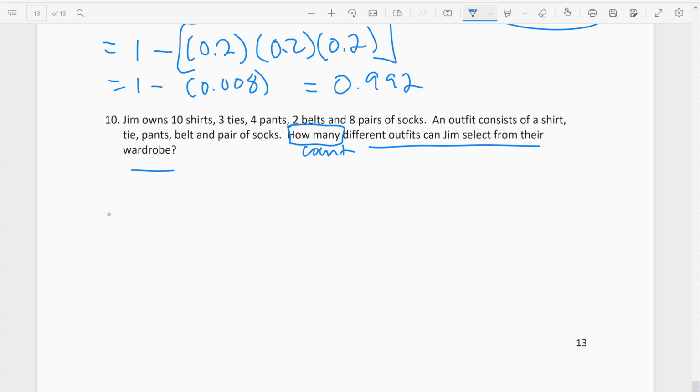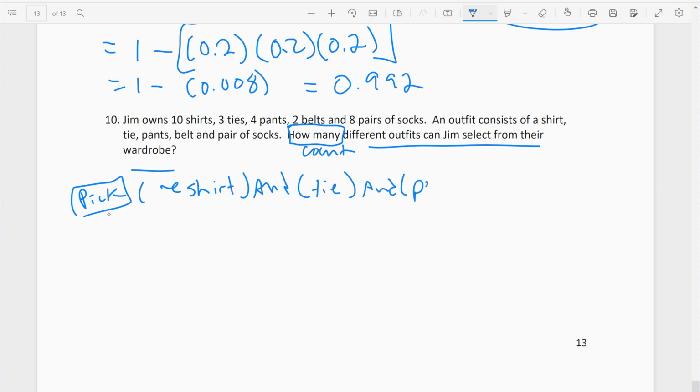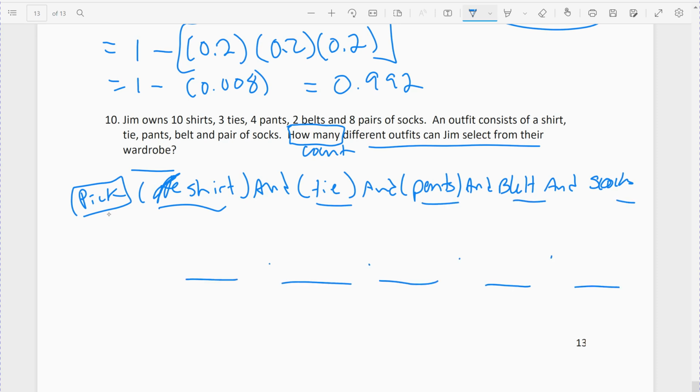Alright, so this is just, he has to pick a shirt, pick a tie, and pants, and a belt, and socks. So, shirt, tie, pants, belt, socks. So again, you're just going to multiply all the things he has to select. So make sure I get them all. 1, 2, 3, 4, 5.